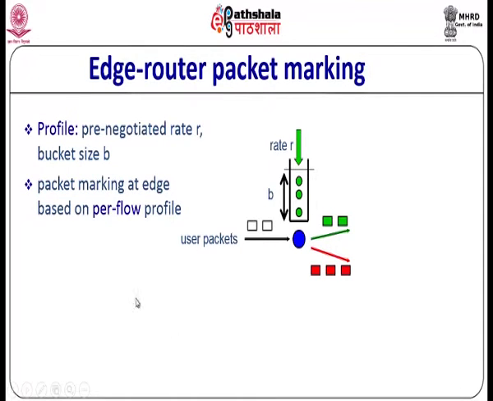Okay. So if you look at the edge router, we said that the marking of the packets will take place. So user packets come in. You specify a pre-negotiated rate R and a bucket size D. That gets monitored over here. So the packet marking at the edge is based on the per flow profile. Note that this is per flow at the edge.